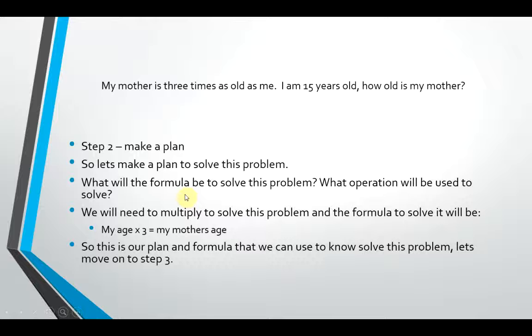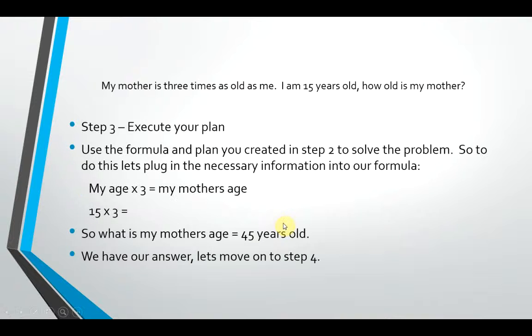Well, we know that my mom is 3 times as old as I am, and I am 15 years old. So what are we going to do to determine how old my mother is? We are going to multiply to solve the problem. The formula to solve it will be this: my age times 3 will equal my mother's age. Now we have our plan and our formula. Let's move on to step 3 and actually execute our plan.